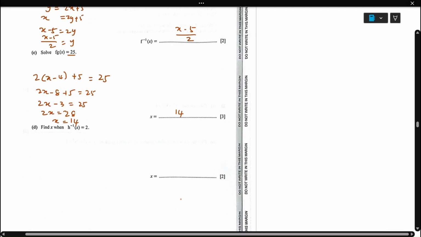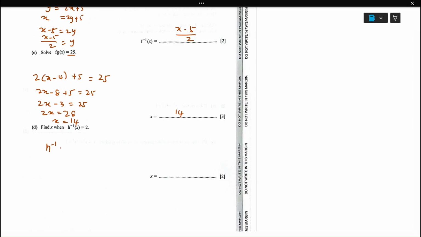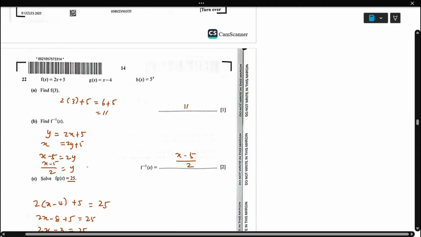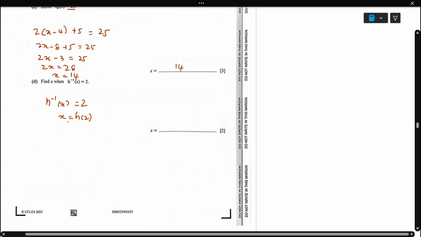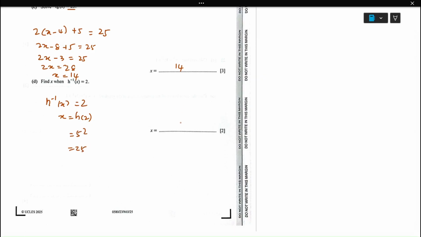Next, the h inverse of x. From here, h inverse of x equal to 2. So when you bring h to the right side, x equal to h of 2. So just substitute h of 2 here. So h of x equal to 5 power x. So h of 2 equal to 5 power 2, which is equal to 25. The answer is 25.